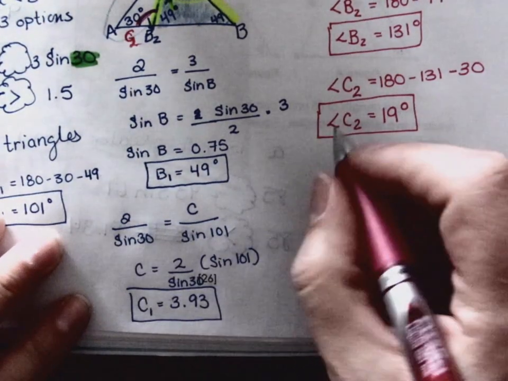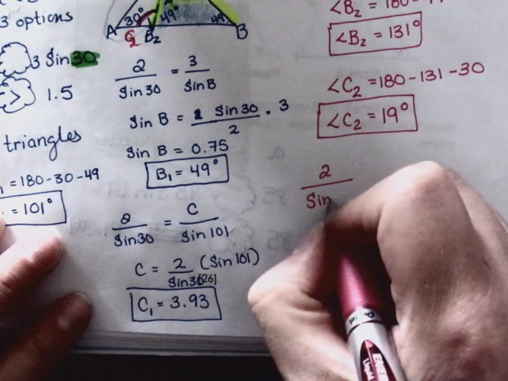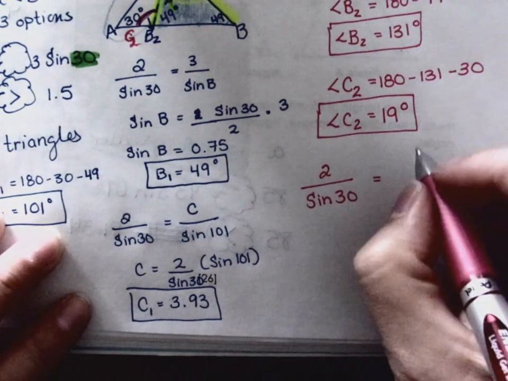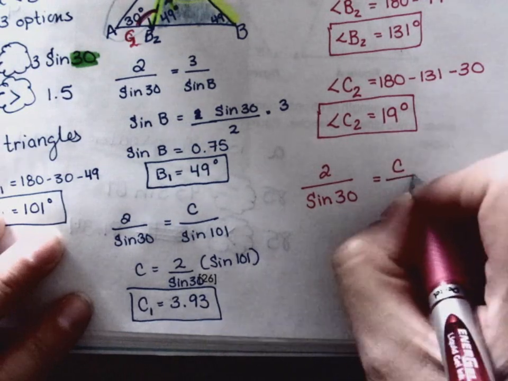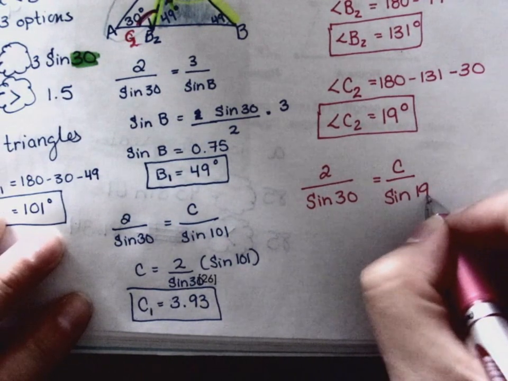So I'm going to start with the information given. So 2 over sine 30 equals C over sine, and I have the angle now, it's 19.